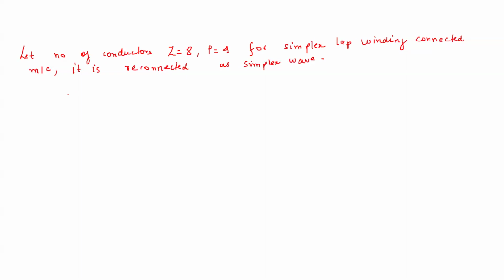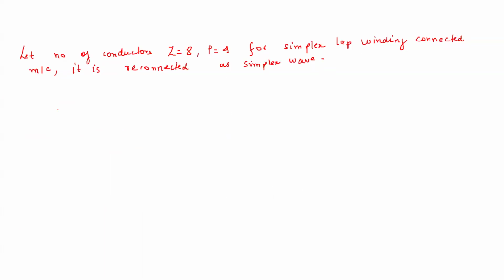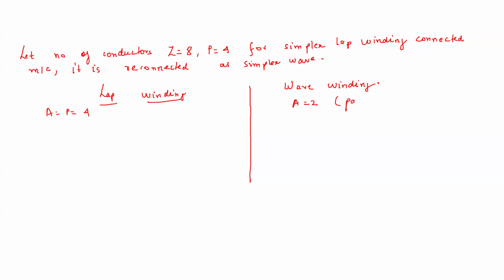First of all, the number of parallel paths we denote by letter A. This A denotes the number of parallel paths. Now here for the lap winding, the number of parallel paths is equal to the number of poles, which is 4. For wave winding, we know that it is 2. So for wave winding A is equal to 2.